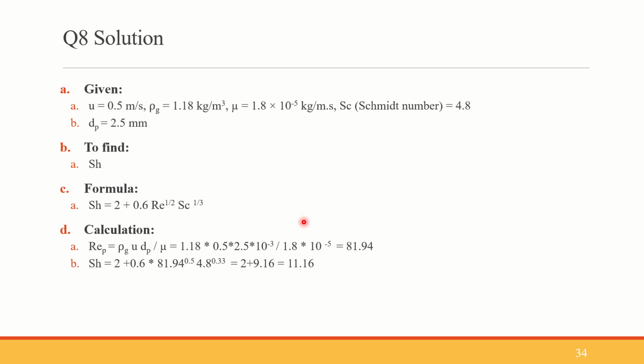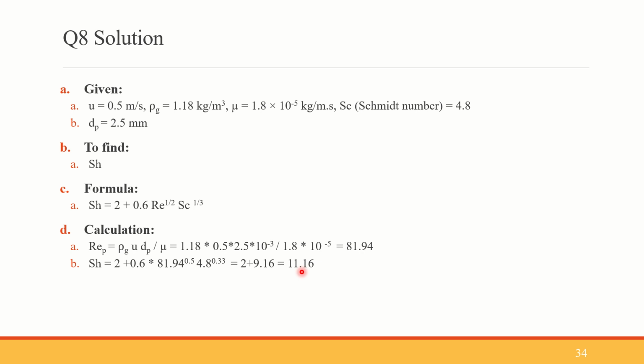So we calculate the Reynolds number as 81.94 and then substitute it in the above equation. Sherwood number is equal to 2 plus 0.6 into 81.94 to the power of 1 by 2 and 4.8 to the power of 1 by 3. So we get the value as 2 plus 9.16. So the answer is 11.16. It is a very simple problem.